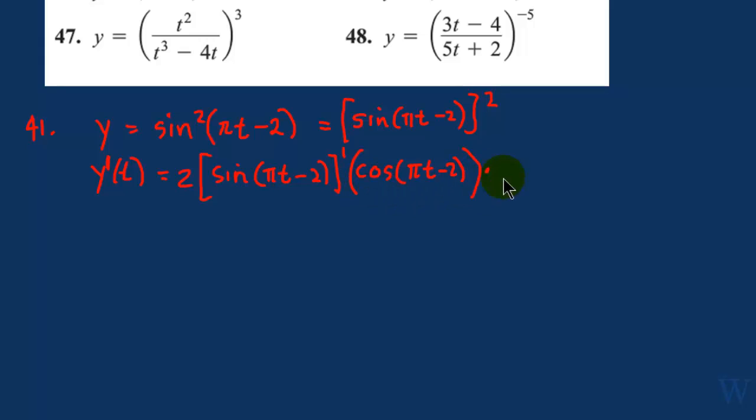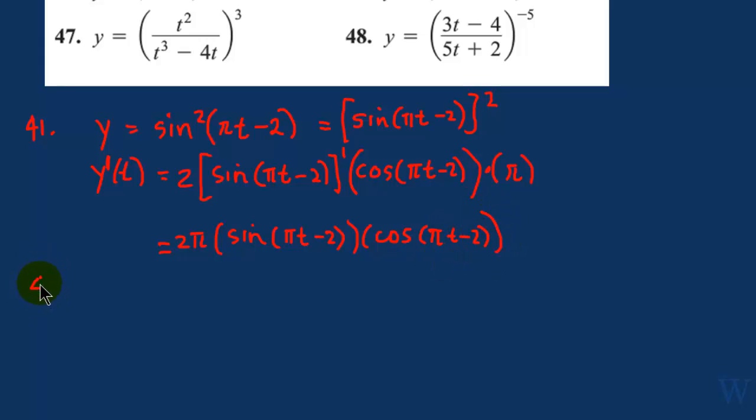And then, am I done with my differentiating with respect to t? Not yet. Because so far, we still have to work on the inside of sine. So now we differentiate pi t minus 2. The derivative of pi t minus 2 is pi. Minus 0, of course, but I'm not going to write that down. Let me put the constant in front. So it's equal to 2 pi times sine of pi t minus 2 times cosine of pi t minus 2.